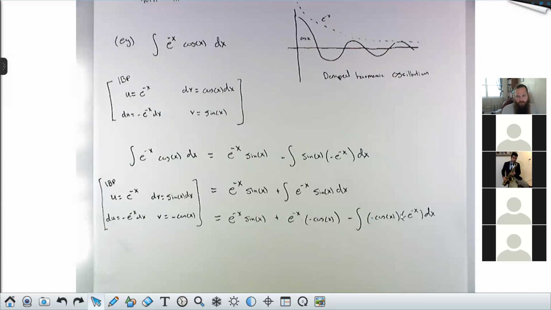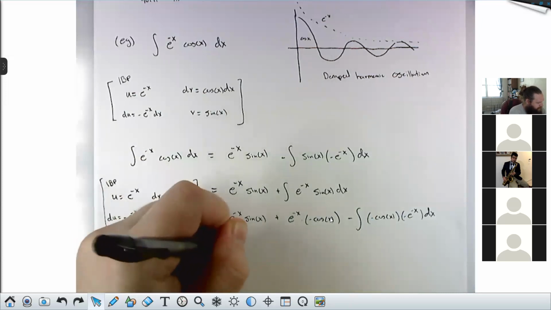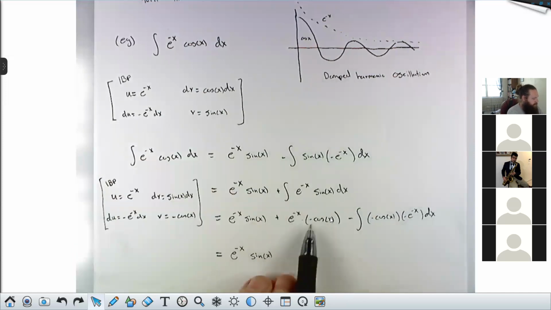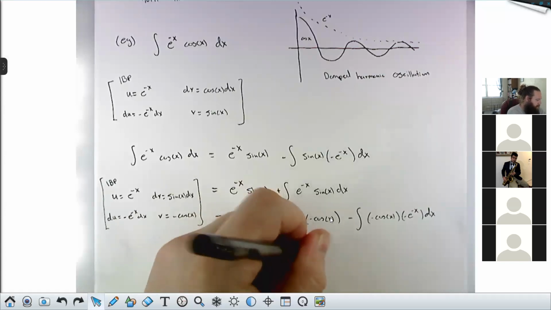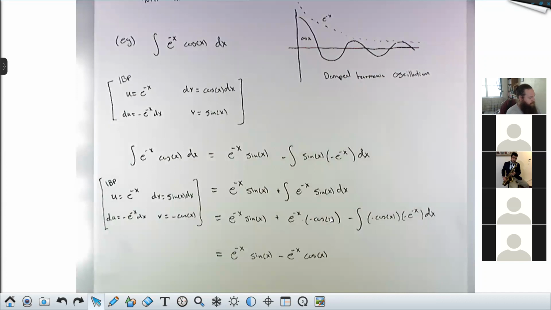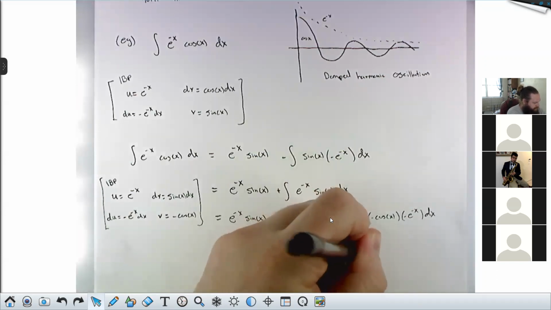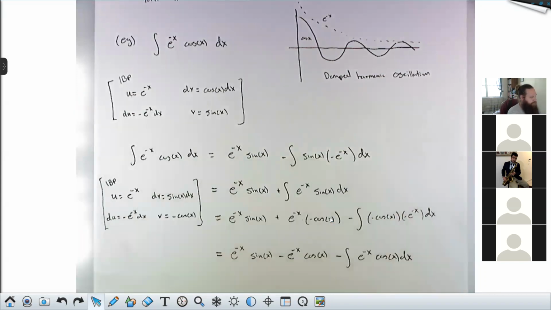So negative cos x times negative e to the negative x is cos x times e to the negative x, right? So overall, that last term there is going to be negative. This is e to the negative x times the sine of x. This piece, e to the negative x times negative cos x, I would write as minus e to the negative x times cos x. And then this piece, minus negative cos x times negative e to the negative x, is minus the integral, all right, that e to the negative x out front, e to the negative x cos x dx.